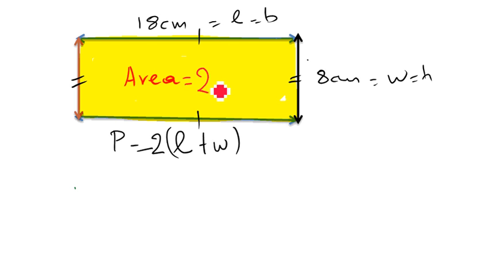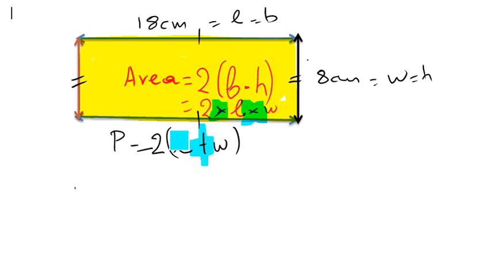2 times base by height, or 2 times length by width. I want you to remember, whereas in the perimeter it is plus, in here it is times.